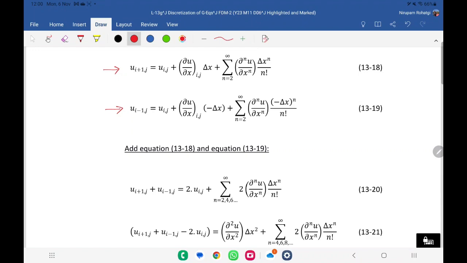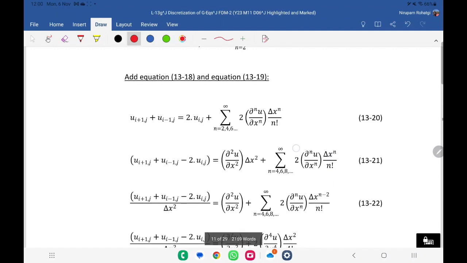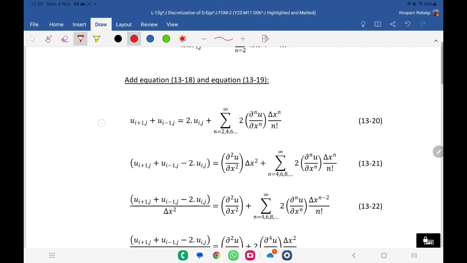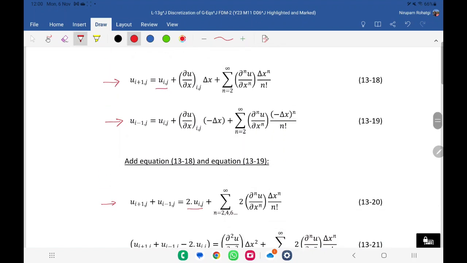Okay. So once you do that, you are going to get this equation. You add it up, and on the right side you get twice uij. You see here, these two will be added, this will be added. So these will be added on the right side, these will be added on the left side. What will happen to this? They will cancel each other once you add them.